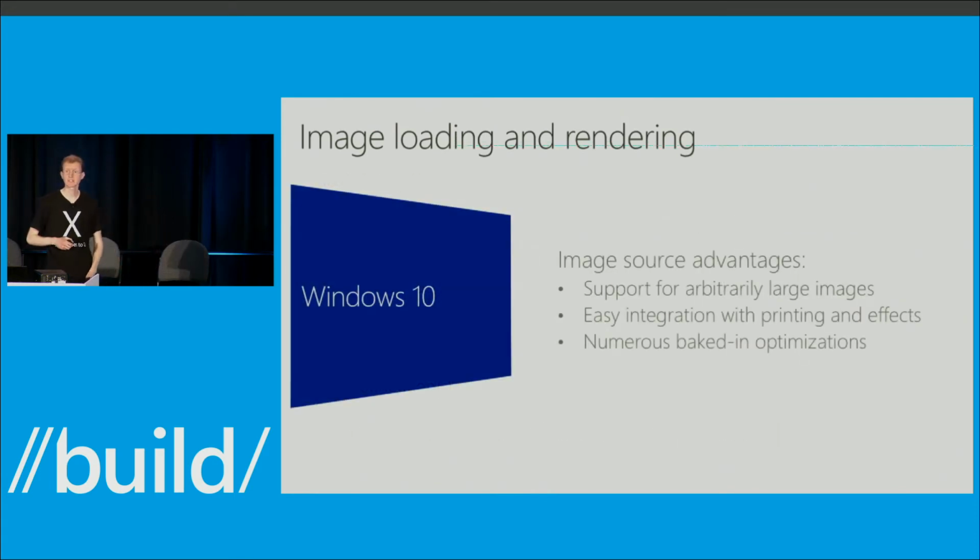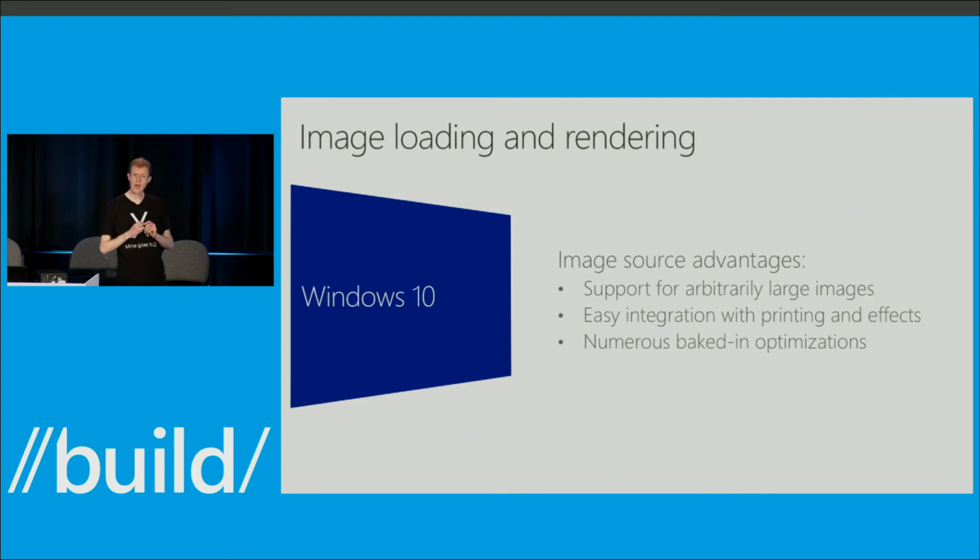Now, image sources have a number of advantages over previous APIs that we had. For instance, we support arbitrarily large images. Even if your max texture size on the particular device is something much smaller than the image that you want to load, you can use image sources and we'll automatically stitch it together in all the appropriate ways. And since they're just images, you can easily integrate them into, say, printing, or you can apply effects to them. And they also have a number of other baked-in optimizations that you didn't have access to in previous versions of the OS.